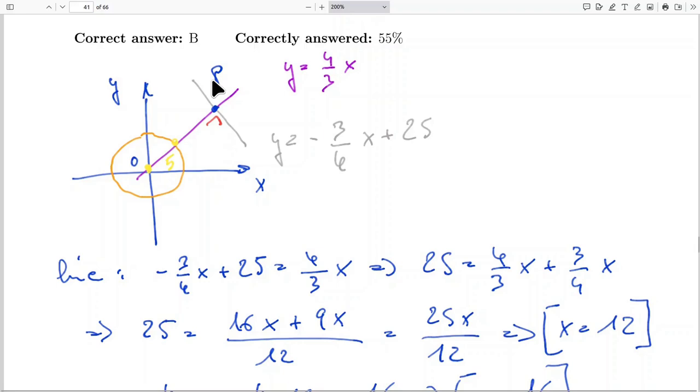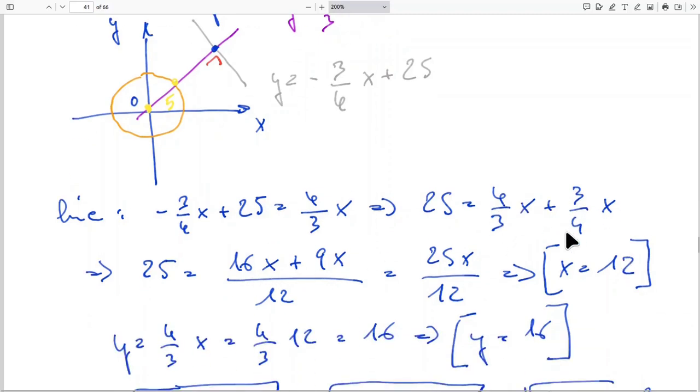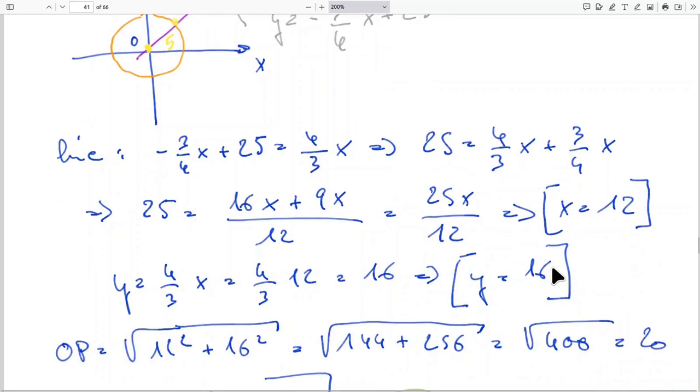To get the point P, that's fairly easy. That's where these lines meet, so we can just set them equal. So minus 3/4 of x plus 25 equal to 4/3 of x. That gives you 25 is 4/3 of x plus 3/4 of x, or if we put it on 12s, that's 16x plus 9x over 12, or 25x over 12 is 25. You can scrap the 25, which leaves you with x is 12, and then we can get y very easily.